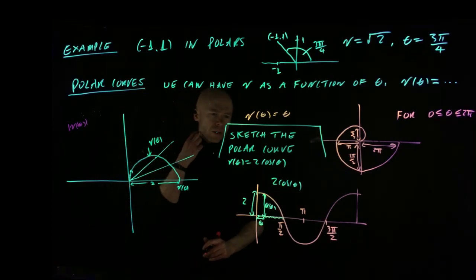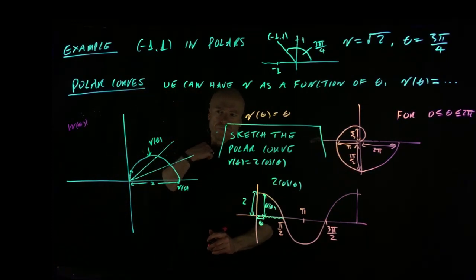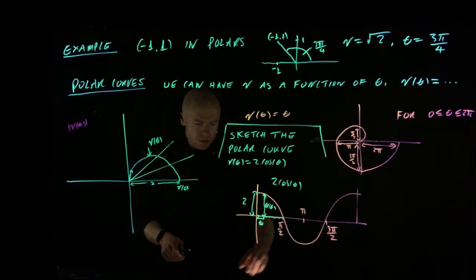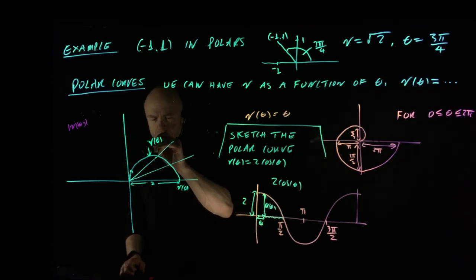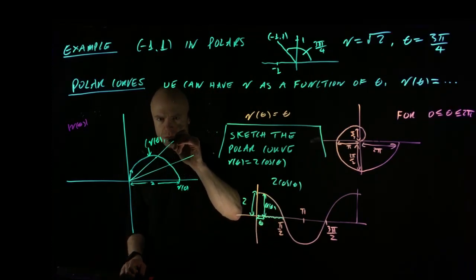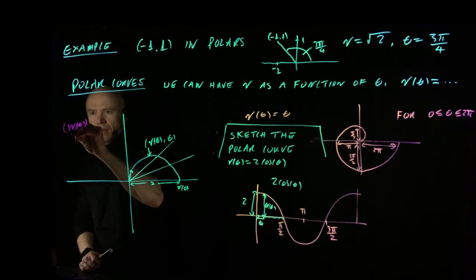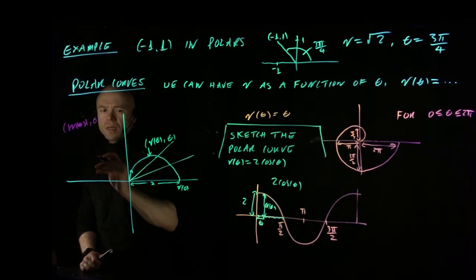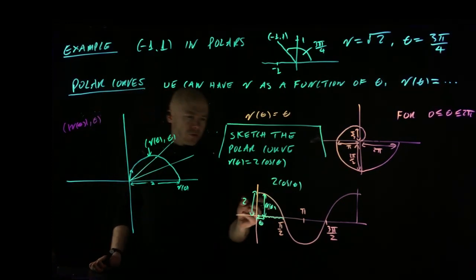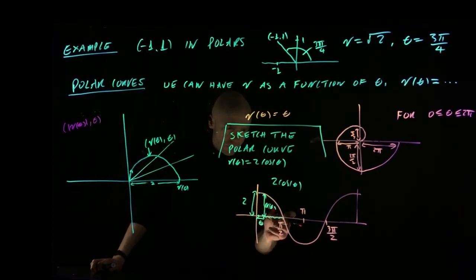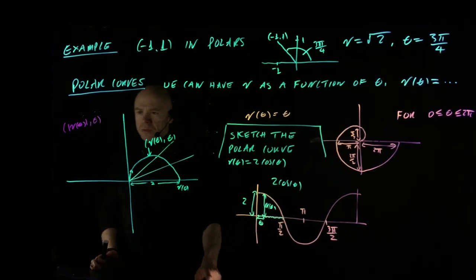Okay, I'm going to plot... strictly speaking, what am I plotting? I'm plotting this point, and I'm going to plot this point instead as I range the theta from pi over 2 to pi.